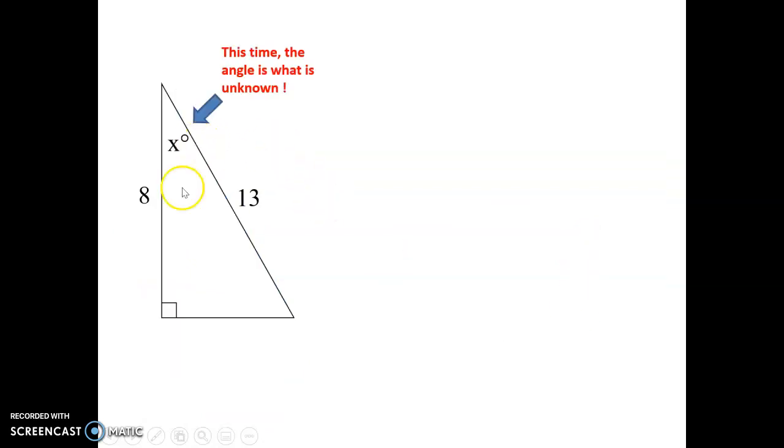Let's try this one. Now we have another right triangle. This time the angle is the part that is unknown. I'll show you what to do with that, but first let's begin with which trig ratio. In this case, it's cosine, because we have this reference angle, the adjacent side, and the hypotenuse. Adjacent and hypotenuse is cosine. So cosine of this unknown angle, this time we don't have a value, we just put x, the unknown, equals 8 over 13, adjacent over hypotenuse.